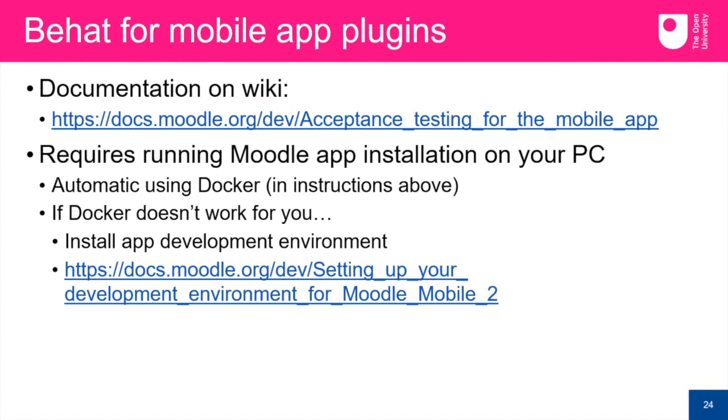So there's documentation on the wiki for writing Behat tests for your mobile app. You're going to need a Moodle app installation on your computer. You can use Docker, it's in the instructions above, but if for some reason that isn't going to work for you, then you have to install an app development environment, and there's instructions on the wiki. It is quite difficult.